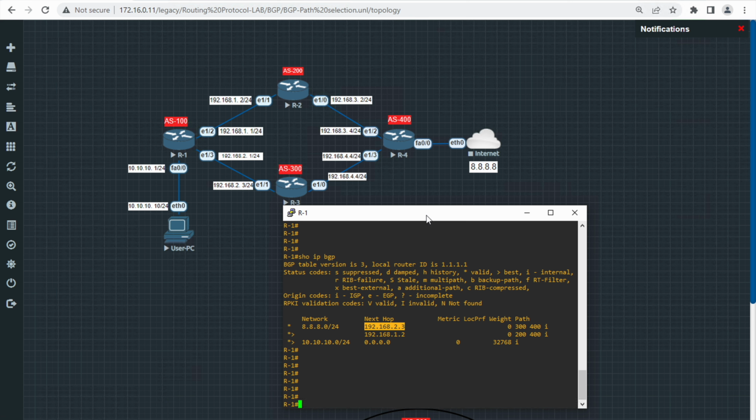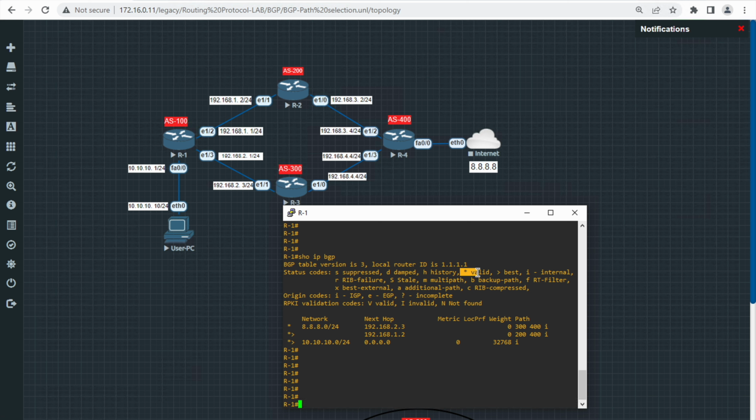Hope you understand. To reach the destination, there are two paths. One is through AS200, the other through AS300, right? So the AS path is showing 300 and 400, and again it is showing 200 and 400, right? Hope you understand. Now here, try to understand the best path. How do I understand the best path, right?